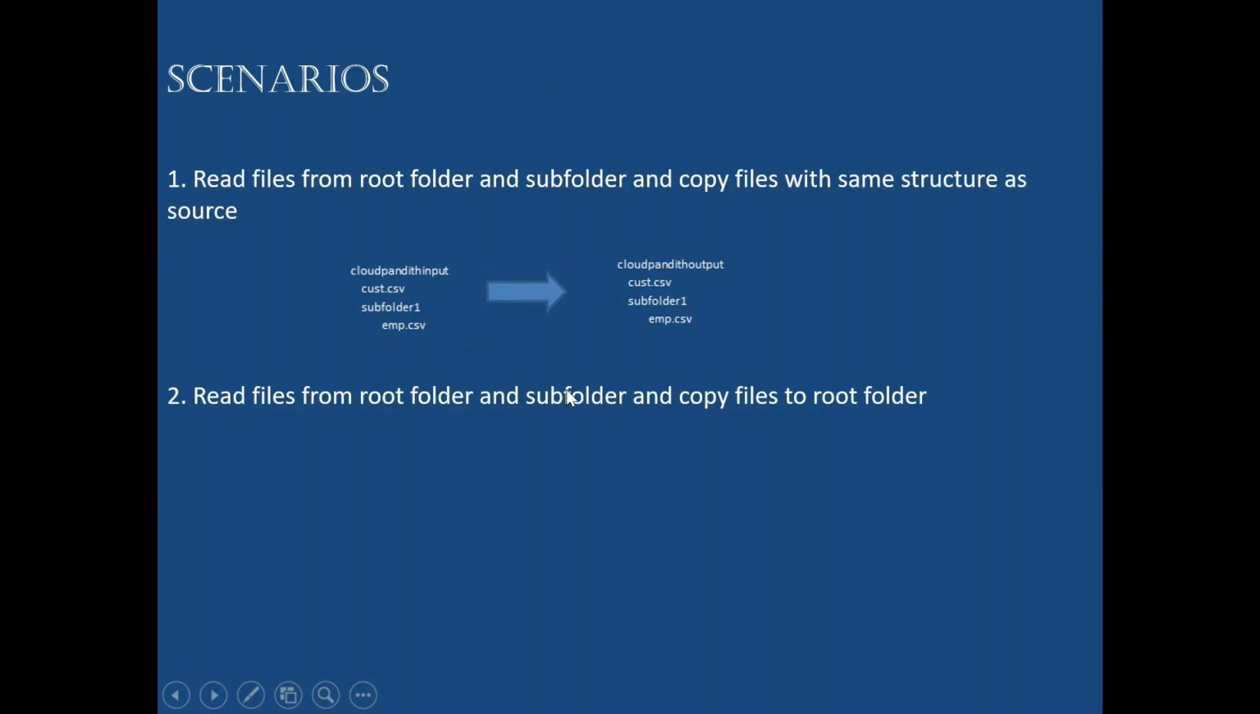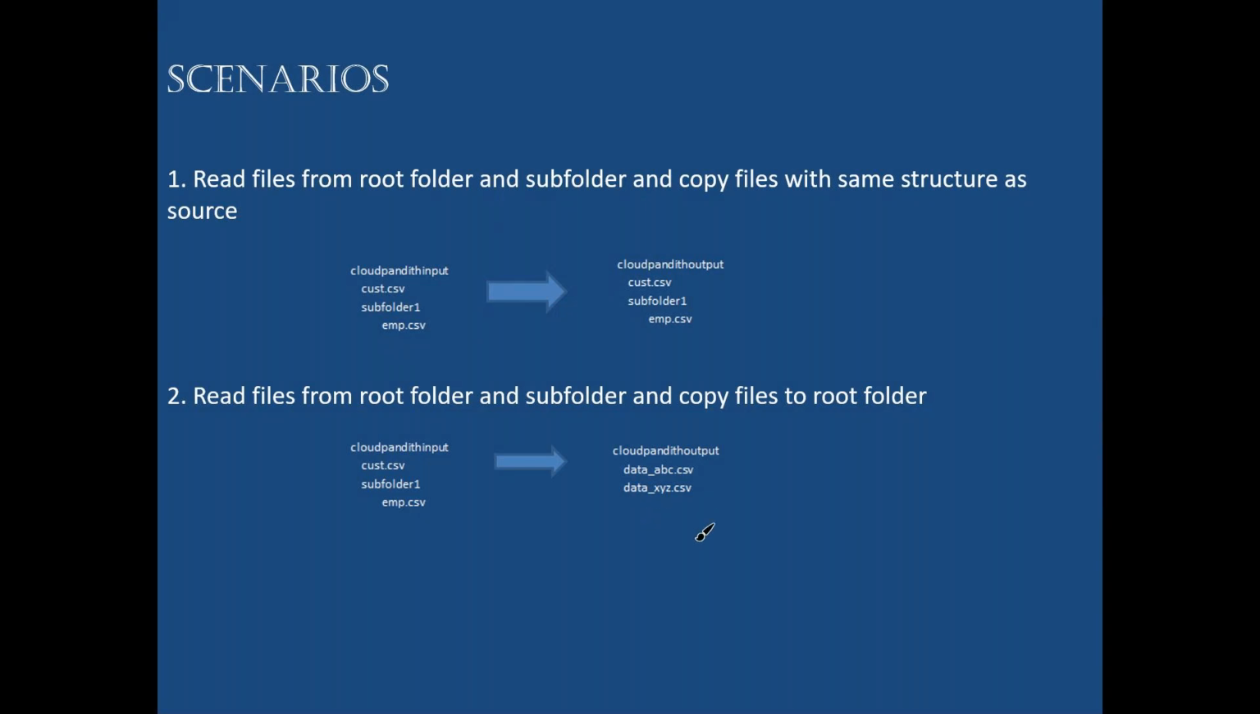Next, read files from the root folder and subfolder, and copy files to a root folder. So if you have the same structure, but I am bringing it like this, data_abc.csv, data_xyz.csv. Yesterday you have seen the file names. When we have used a flatten hierarchy, the file names it will rename.